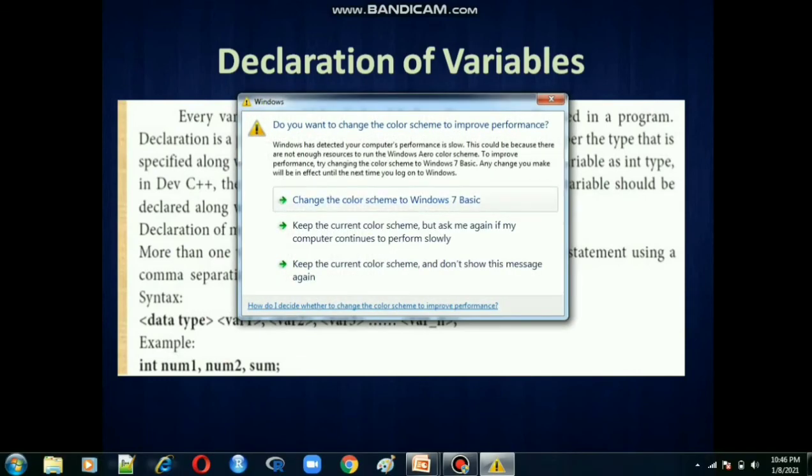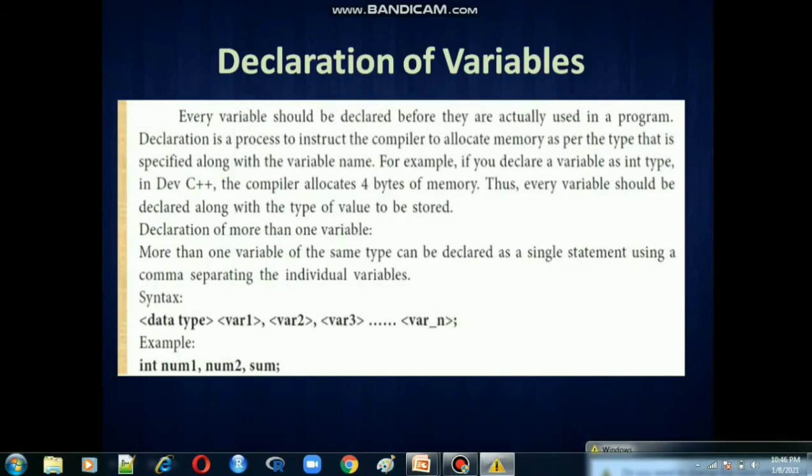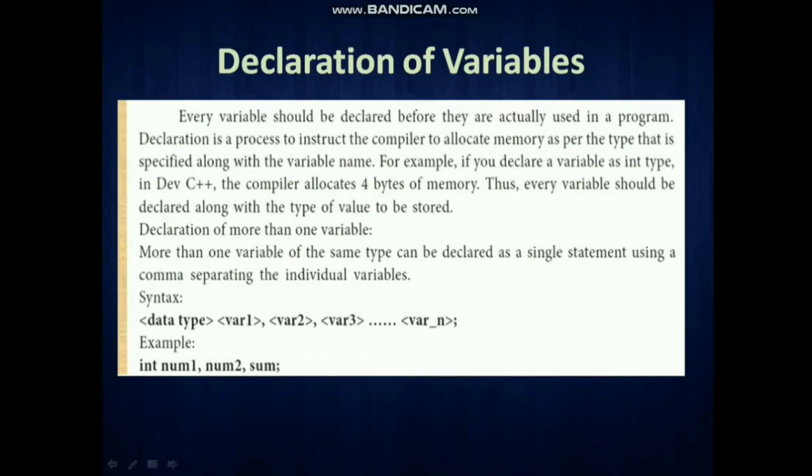See here, the syntax: data type. How to declare a variable? Sometimes they ask this for 2 marks itself. So how to declare a variable? Data type: int, char, float or double. Any one data type you have to use. For example, int.